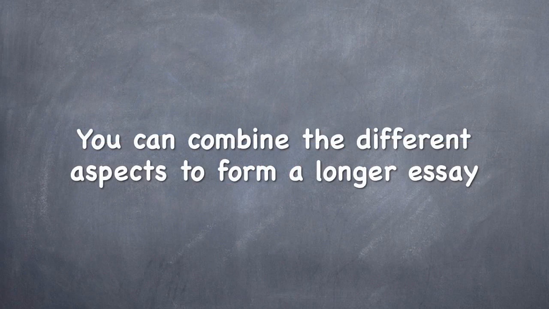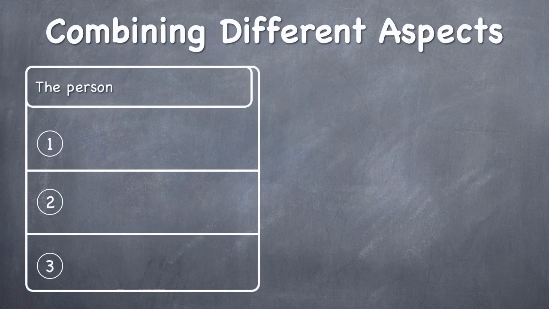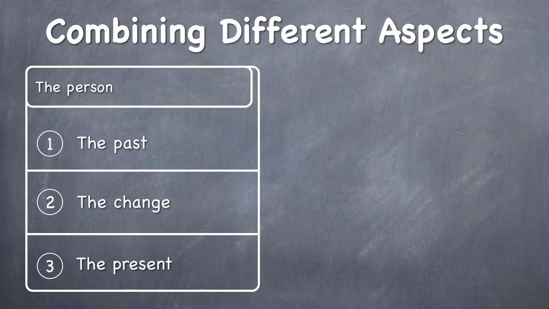Now, you can combine the different aspects to form a longer essay. Let's see how this would work. So we're combining different aspects, and this will help you write as many words or as many pages as you want in your essay. So the subject in the essay is the person. And of course, you're going to have the thesis, so whatever it is that you're saying about this person. And you have 3 main sections. And let's say that you decide that the 3 sections will be devoted to the past, the change, and the present.